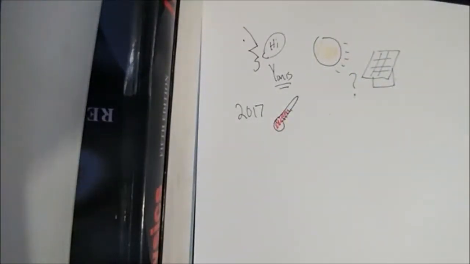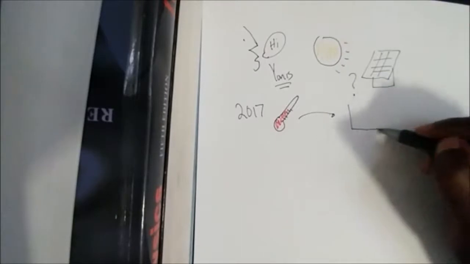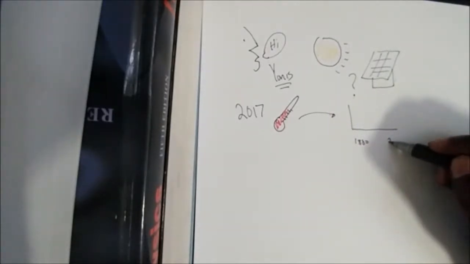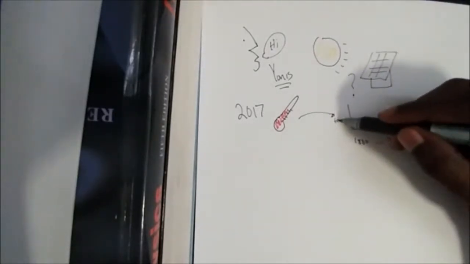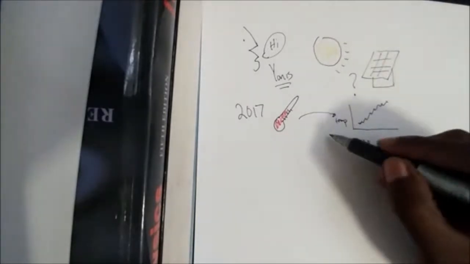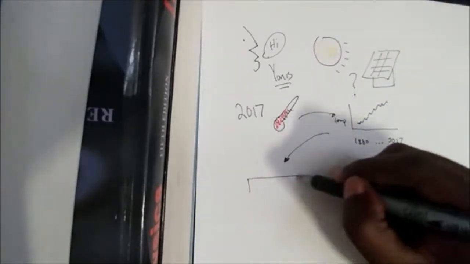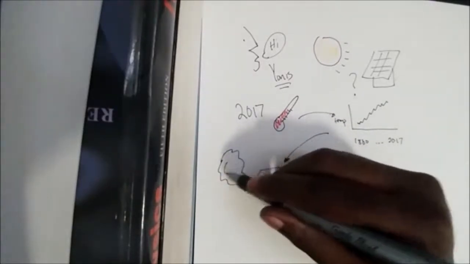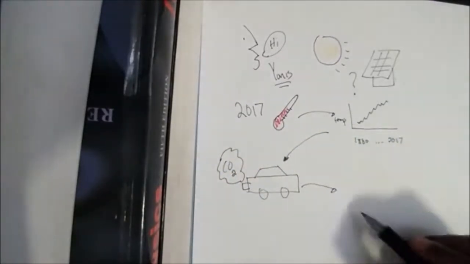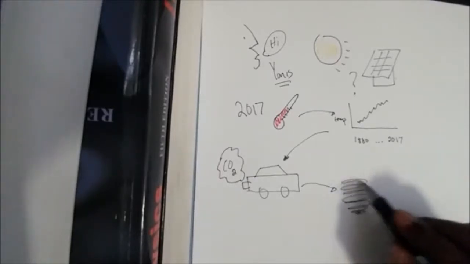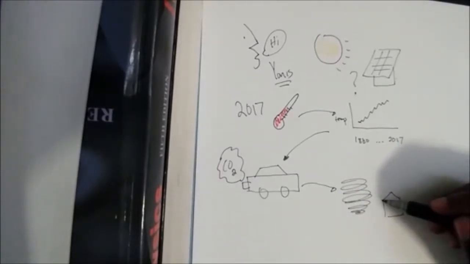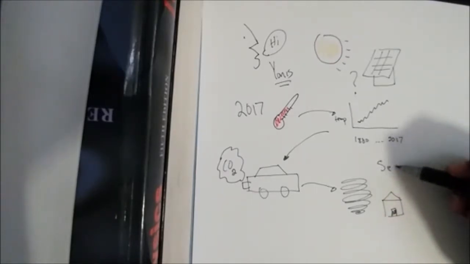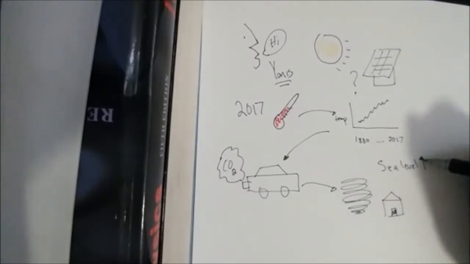In fact, data shows that from 1880 till 2017, the average global temperature has increased. The reason for this is fossil fuel emissions such as CO2, for example when we're driving, which contribute to this. In terms of the environmental effects, more hurricanes are occurring frequently, as well as sea level rising. Now back to solar panels.